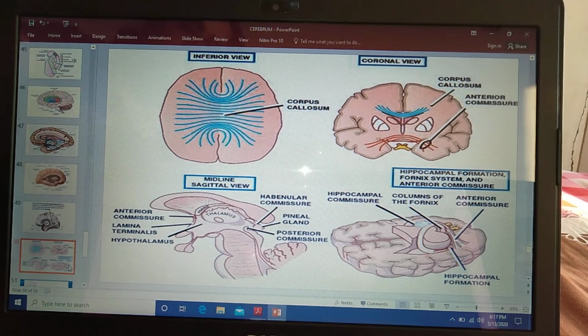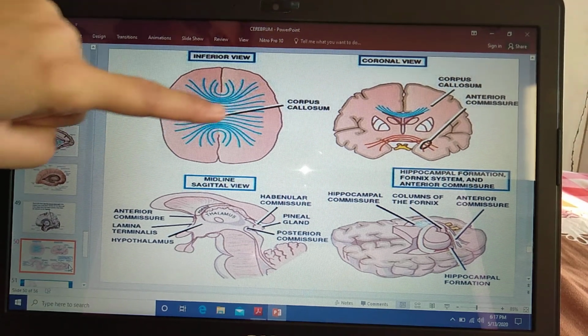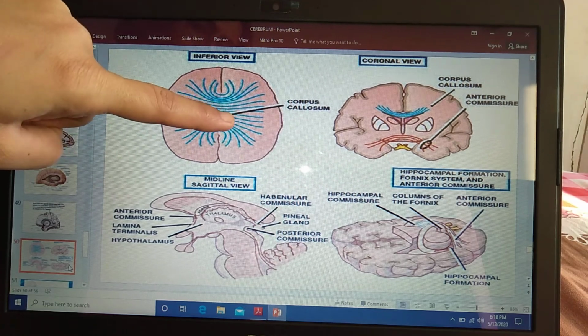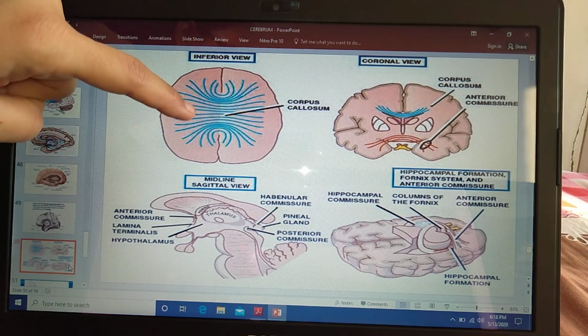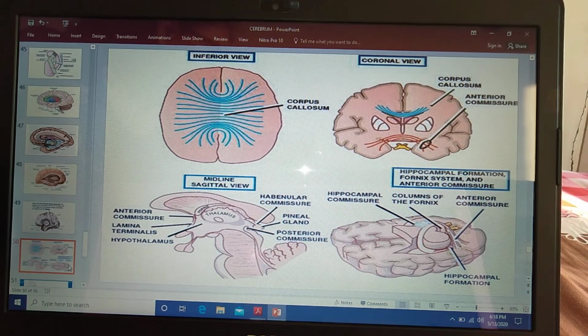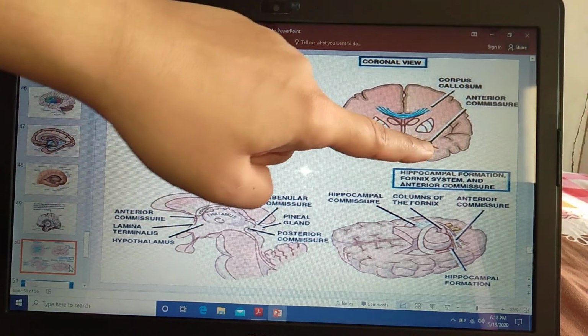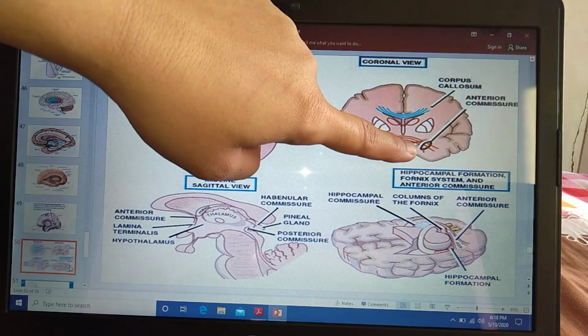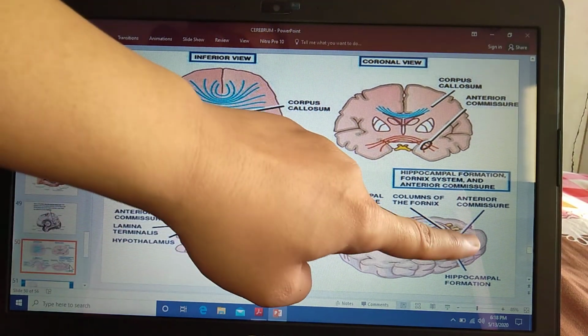You can see here the corpus callosum. We have seen another diagram also, and we are going to learn in detail about the corpus callosum. So that is the first example. Corpus callosum is the largest commissural fiber. The second is the anterior commissure, connecting the archipallium, that is the olfactory bulbs, piriform area, and the anterior parts of the temporal lobes of the two sides. Here you can see the anterior commissure fibers are shown. Here also you can see.